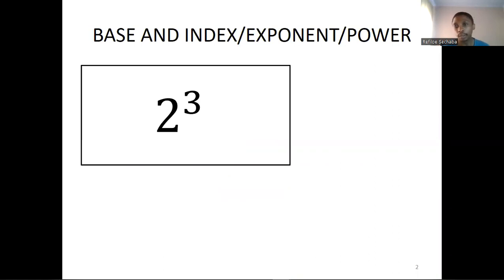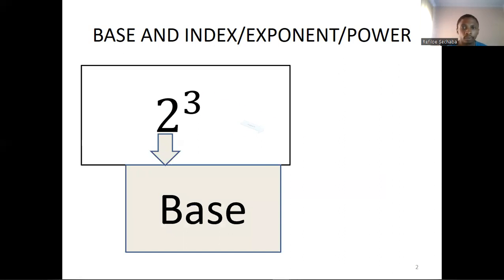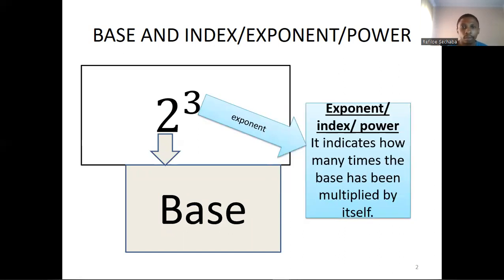Please note that we have a name for 2. We also have got a name for 3, all right? 2 is called the base. 3 is called the exponent. It has 3 names actually. It's an exponent, index, or power. But normally when we talk about power, it is 2 and the 3 together. That will be your power, okay? The exponent simply indicates how many times the base has been multiplied by itself.